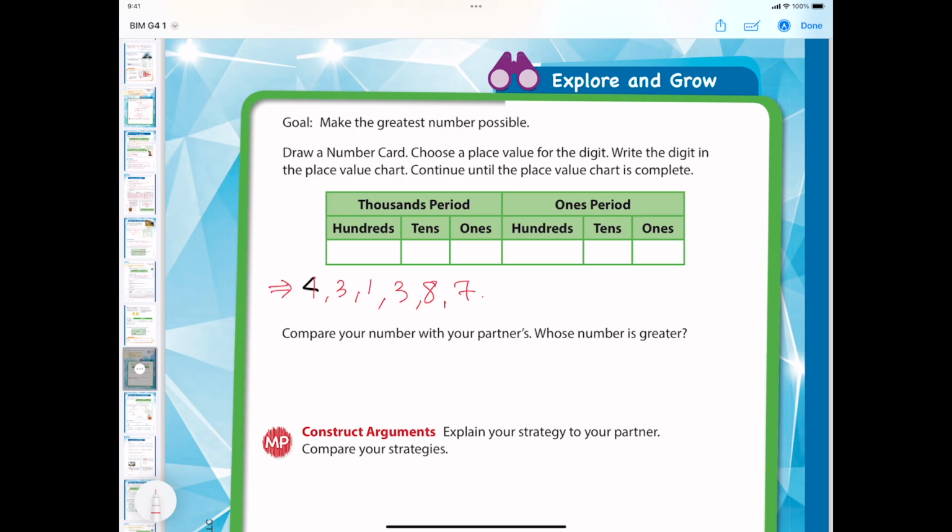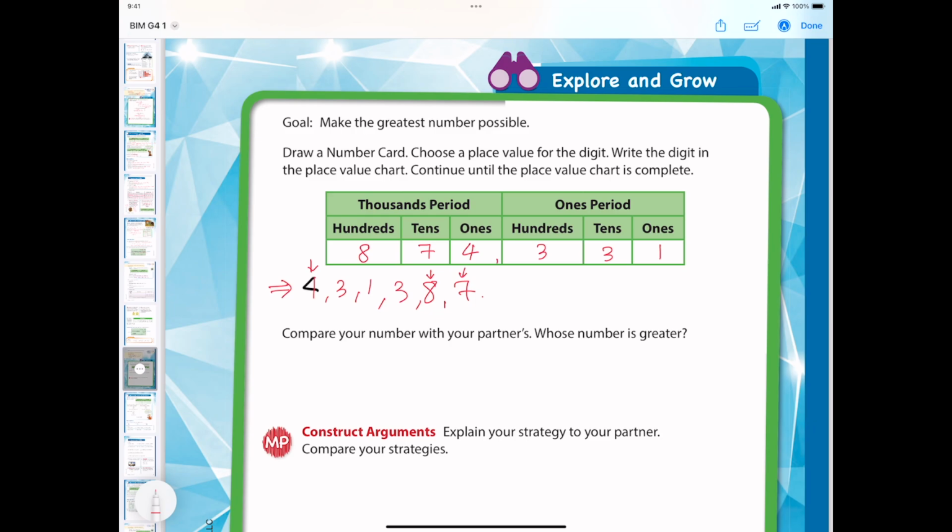Okay, so guess what? I'm going to pick 8 for the 100,000s place. So 800,000. And the second greatest digit is 7 in here. So I'm going to use the 7 for the ten thousands. And the third greatest is 4, and so on, and 3, 3, 1. Okay, this is my number that I got from this online dice.